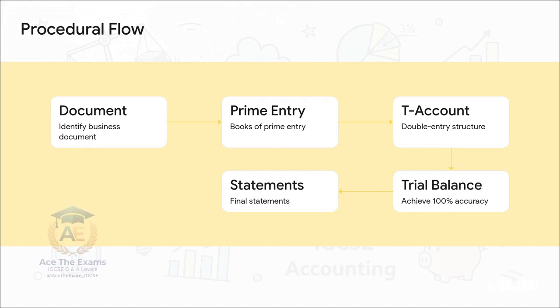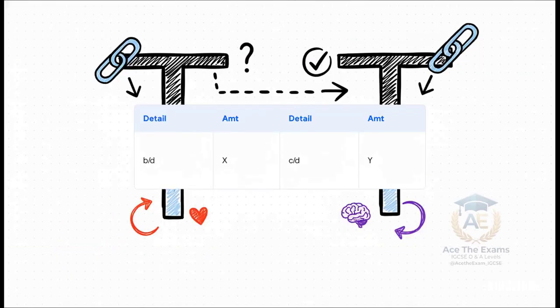Everything begins with identifying the correct business document, like, say, a credit note or a bank statement. That feeds into the books of prime entry, which then structures the T accounts, balancing out into the trial balance, and finally seamlessly transitioning into the financial statements. If you break the logical flow anywhere in this sequence, the final statements collapse. And right in the middle of that chain is the gold standard for representing the double entry system, the T account structure. We need to demystify this architecture.